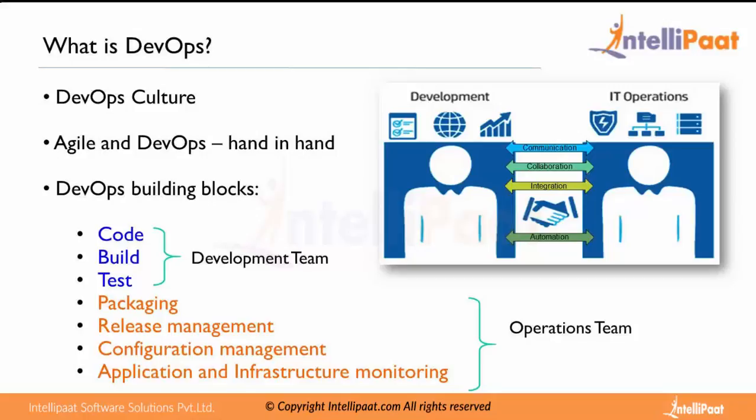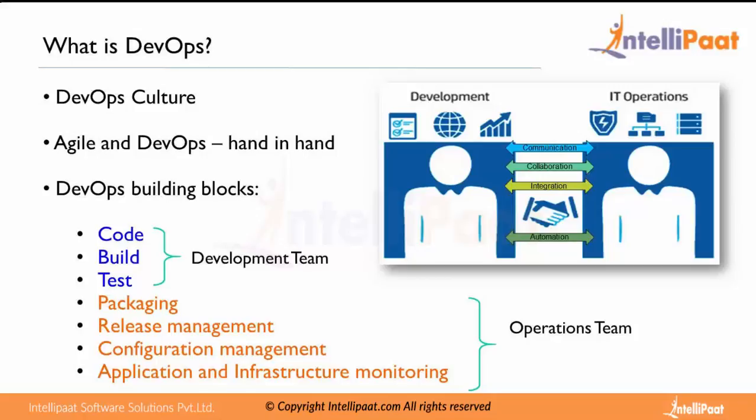It might not be the testing, but if we look at the unit testing portion, nowadays there are places where the functional testing or most of the testing is also handled by the development team to some extent. So the code, build and test are from the development team side, and then the packaging, release management, configuration management, and the continuous monitoring assets can all be referred to as the operations team's responsibilities.